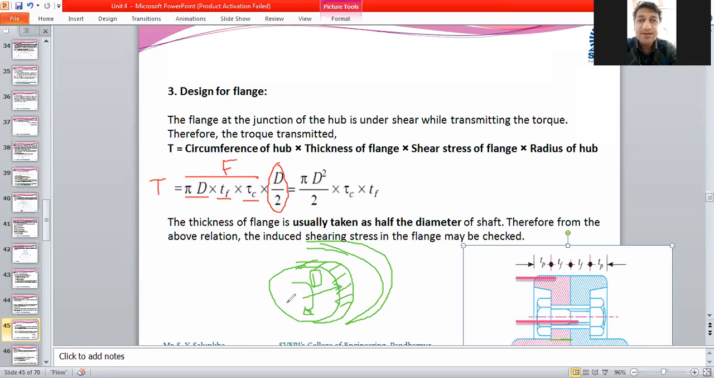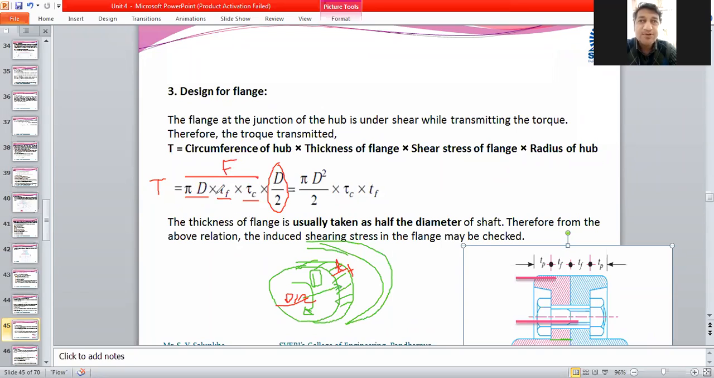Radius is nothing but D by 2, right? Here this will be the radius, which will be equal to capital D by 2, that is the radius of that hub, and at this periphery it will get sheared out. That's why the area which you calculate for the shear stresses will be pi D into Tf, where Tf is the thickness of the flange. So Tf multiplied by periphery will be the area; area multiplied by allowable shear stress is the force, and force multiplied by radius is the torque.